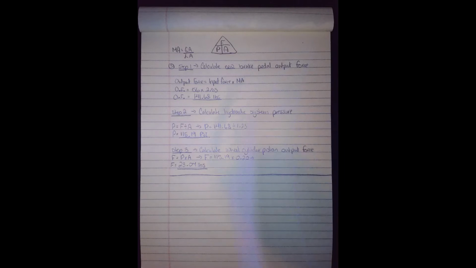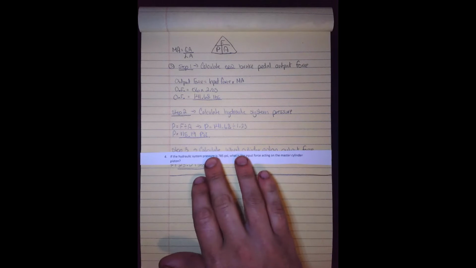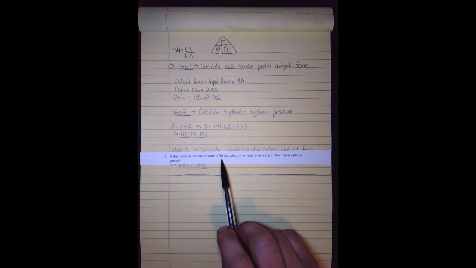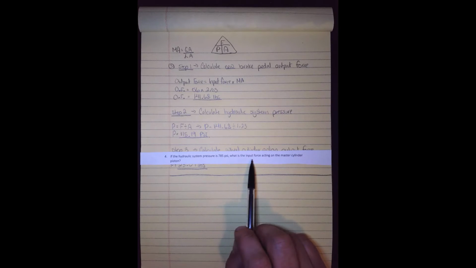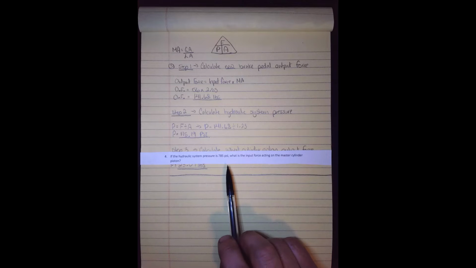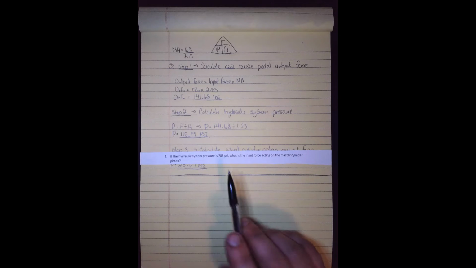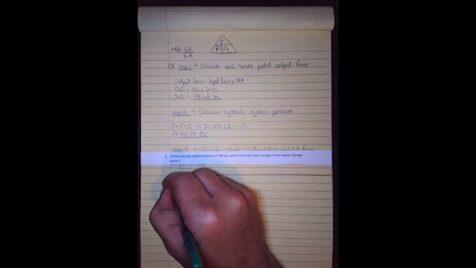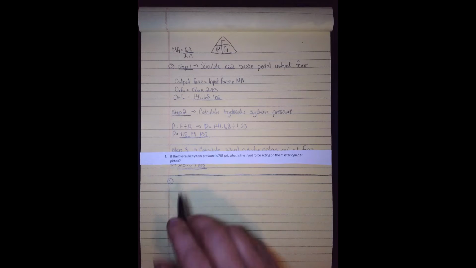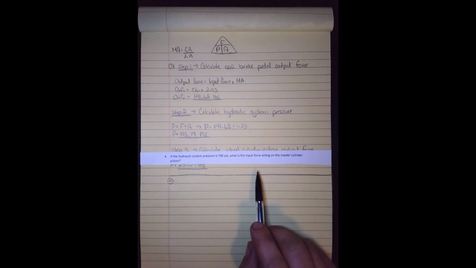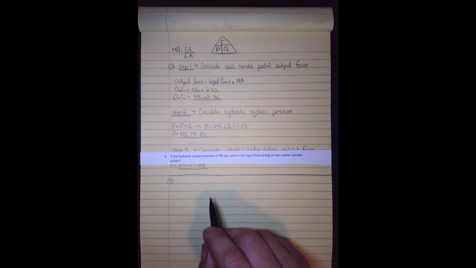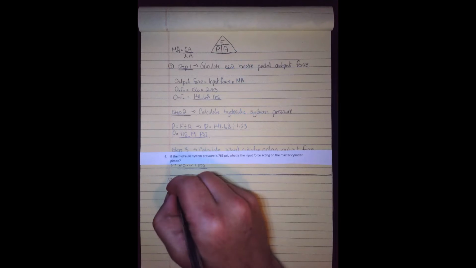Moving on to question 4. It says if the hydraulic system pressure is 785 psi, what is the input force acting on the master cylinder piston? So this is a fairly easy one. One step only. All we're looking for is the input force. So we're looking for a force that's going to be a pressure times an area.